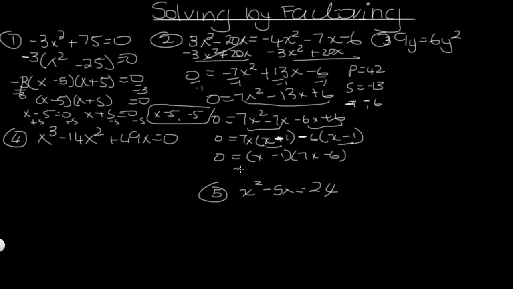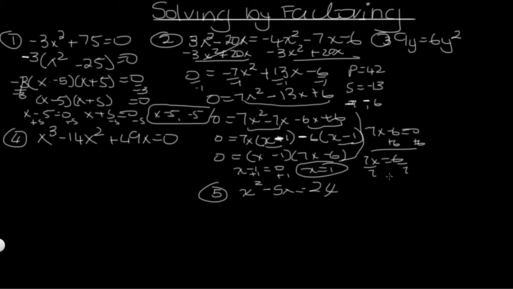So I have x minus 1 equals 0, and I'll write this one here because I need more room. 7x minus 6 equals 0. For this one, I just need to add 1 to get x equals 1 as one of my answers. For this one, you would need to add 6. So 7x equals 6, and then divide by 7. So x will be 6 over 7.